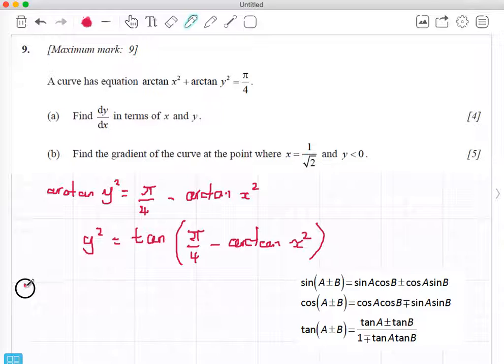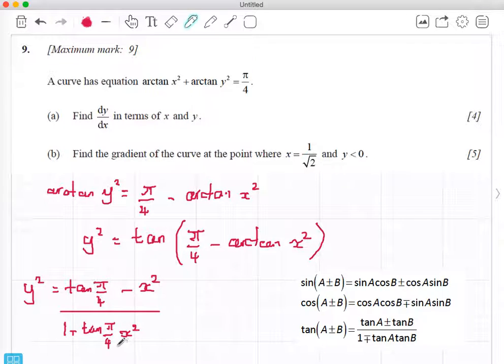So it becomes y squared equals tan pi over 4 minus, now when I do tan arctan, it just becomes x squared. So this is how we're getting rid of the arctan over here. And then we've got to divide it by this 1 plus tan A tan B. So we're going to have 1 plus tan pi over 4 times x squared, because tan arctan x squared.